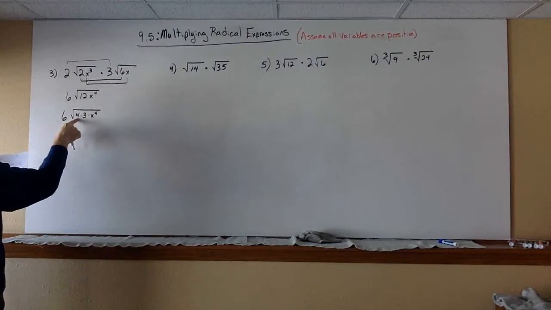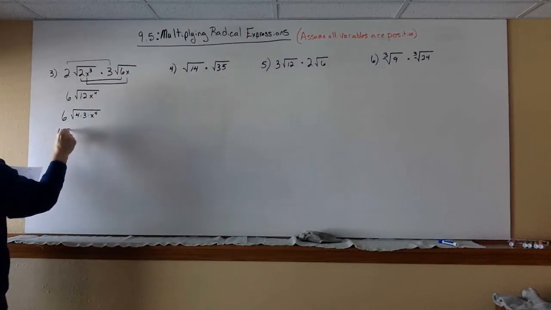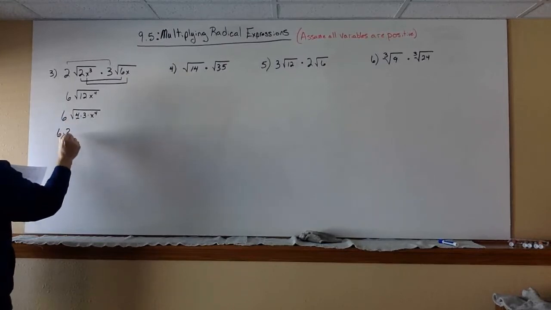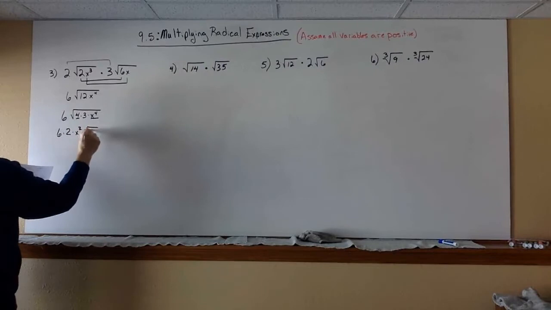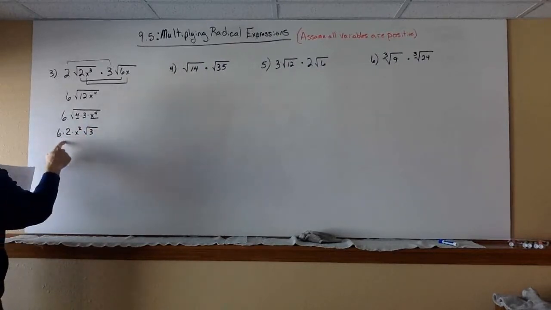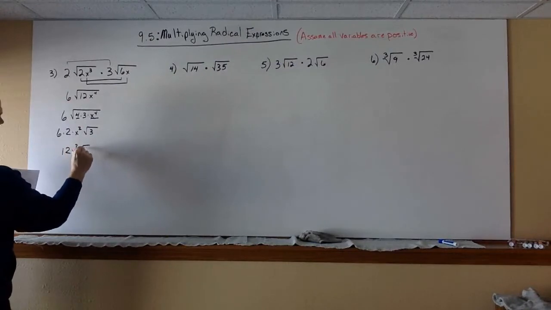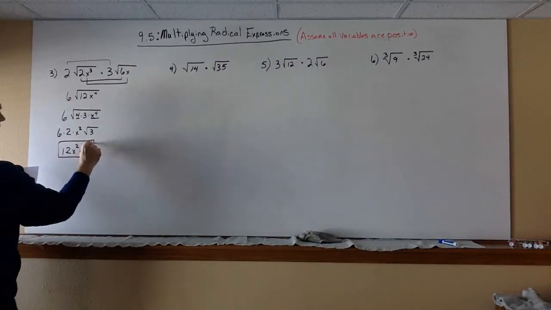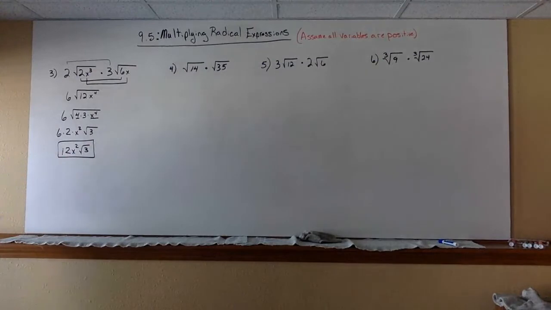Okay, well, I know the square root of 4 is 2, so that's really going to give me 6 times 2, because that's a perfect square, times, that's a perfect square, gives me an x squared, and that square root of 3 stays underneath. Everything on the outside now, I would multiply together and make sure there are no perfect squares left underneath that root.